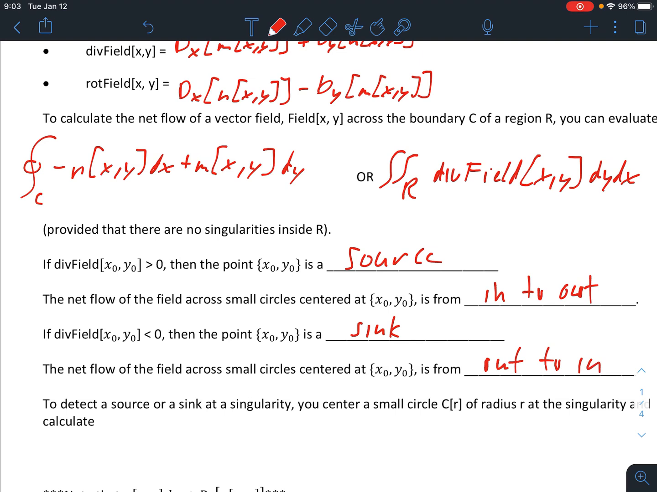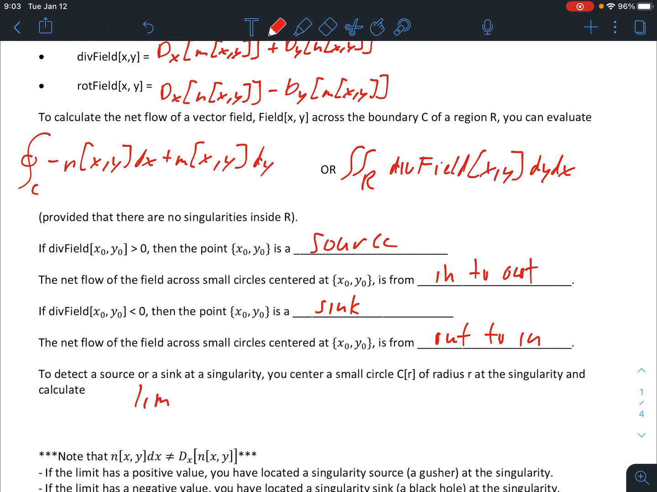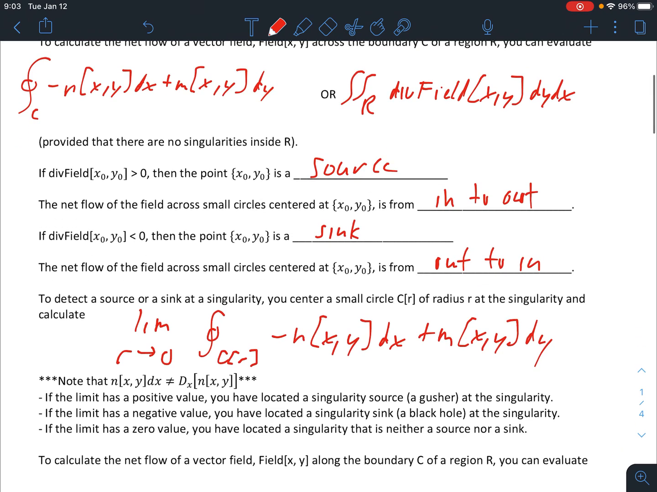To detect a source or a sink at a singularity, you center a small circle of radius r at the singularity, and you calculate this limit. Like I said, if there's a singularity, we can't use the divergence of the field. We have to go back to this formula that you've already been using. Okay, an important note there. N times dx is not the same as the derivative with respect to x of N. I know it seems obvious, but it's a mistake that some students make, so just keep that in mind.